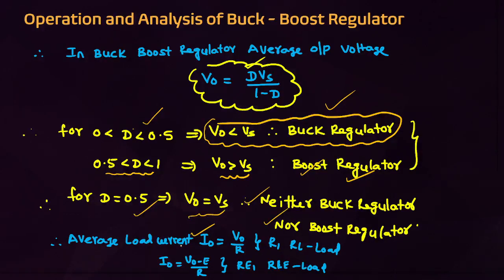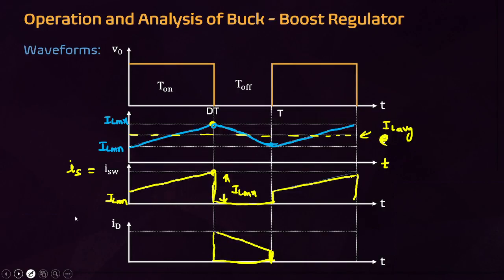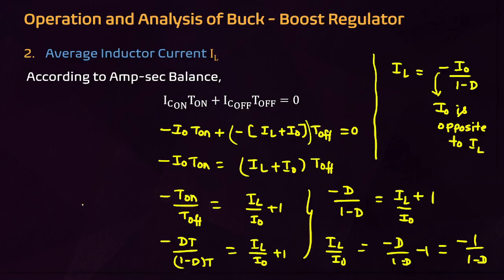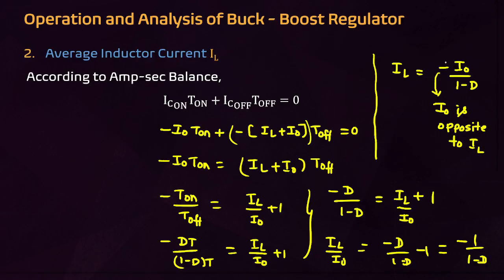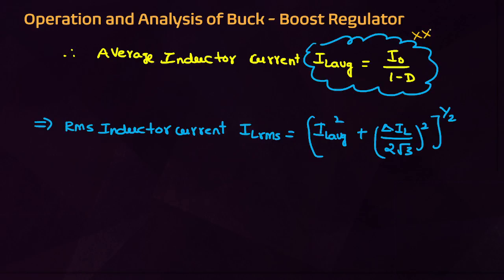Then this is the average output current. For R load or RL load, V naught by R. If there is a battery, you have to write V naught minus E by R. These are the waveforms of inductor current, switch current and diode current, friends. Then what is the average inductor current? IL equal to I naught by 1 minus D. Actually, in the derivation, we get a negative sign, but this negative sign is because I naught is opposite to IL. But no need to consider the negative sign, friends. IL average equal to I naught by 1 minus D.